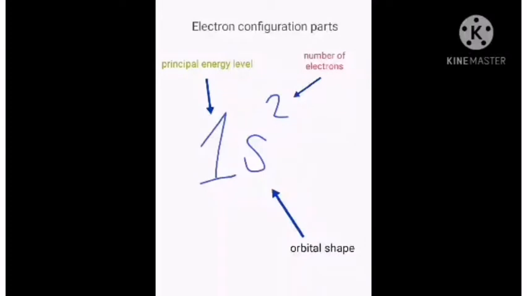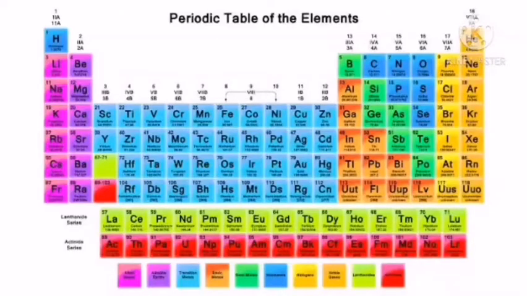There are three types of electron configuration parts. One number represents the principal energy level, while number 2 represents the number of electrons. S represents the orbital shape. There are four types of subshell.